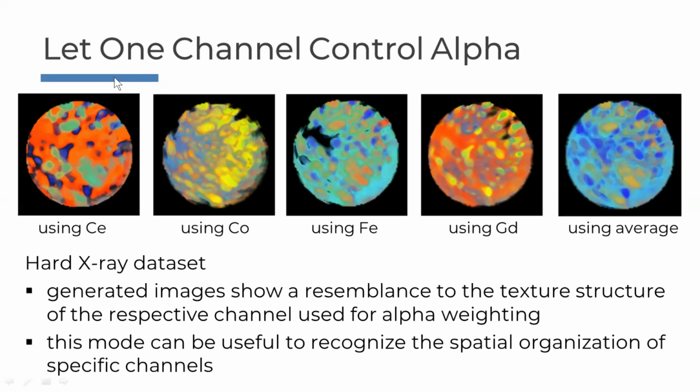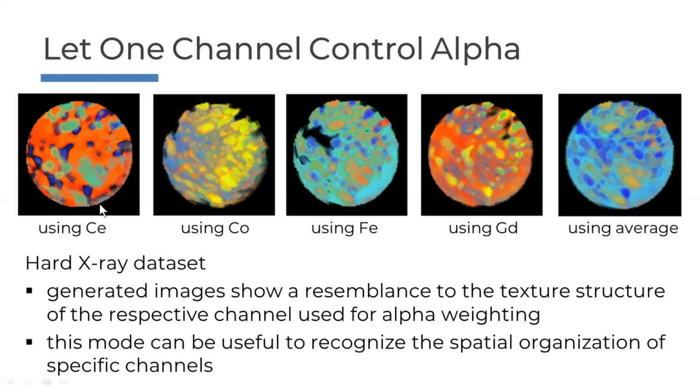You can also have one channel control the alpha. We found this very interesting. What we do basically is we map one of the elements to the alpha channel, and all the others we map to the color. That basically means this one channel determines the structure and the texture of the picture, and the other channels determine the color. And that lets you see the structure of different elements within the context of the other elements.